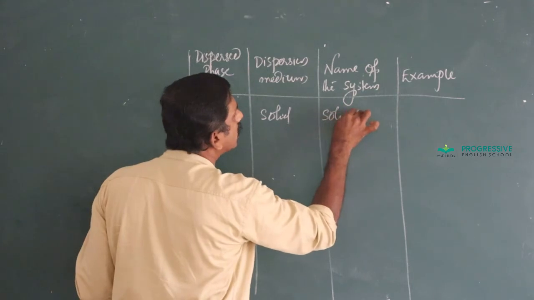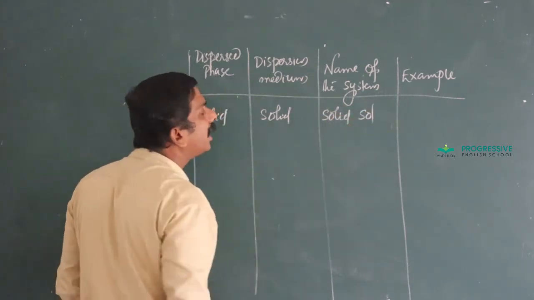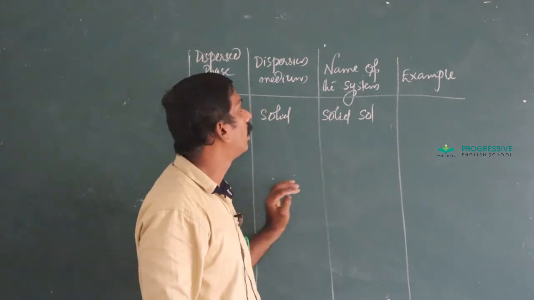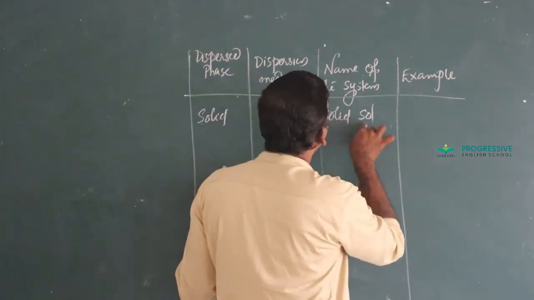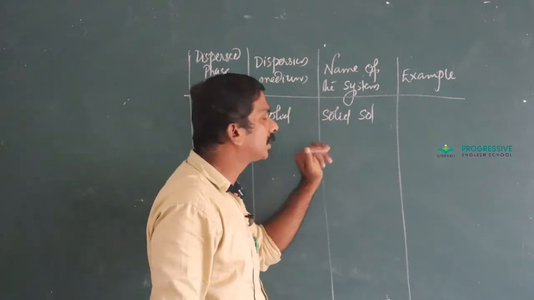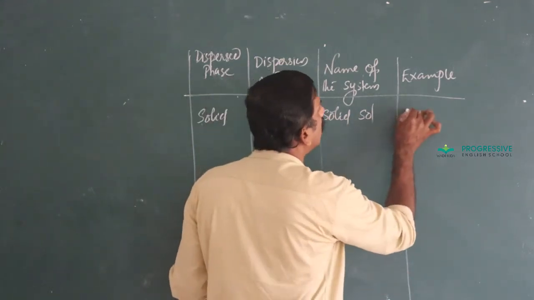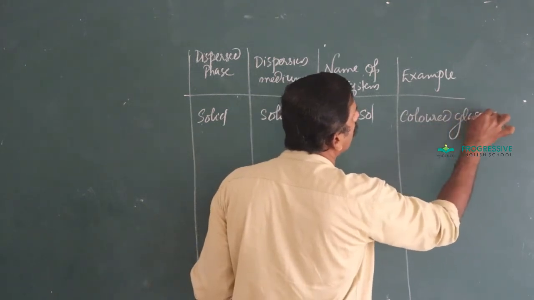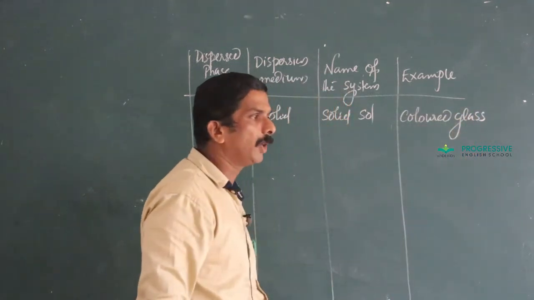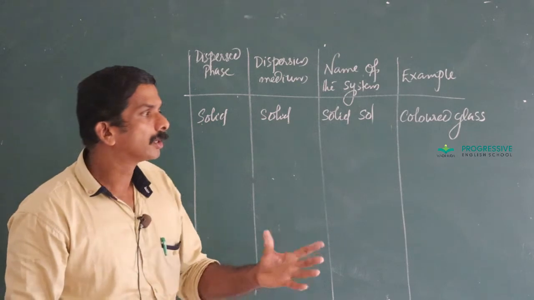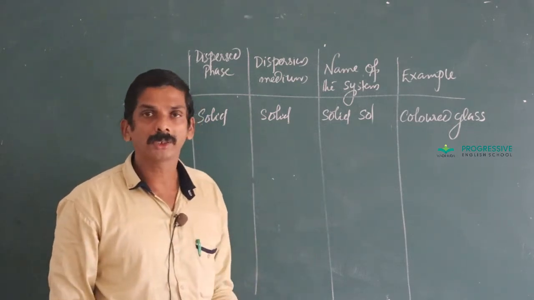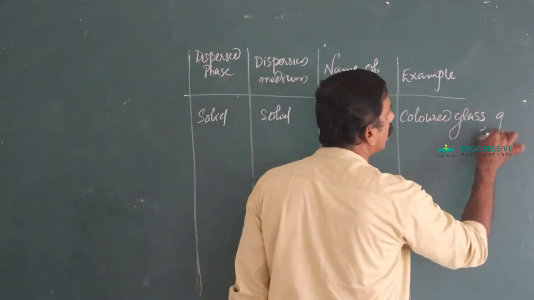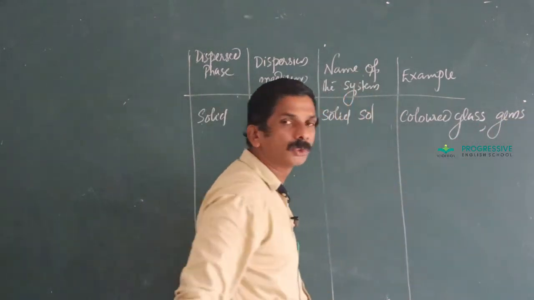Since both the dispersed phase and dispersion medium are solid, the system is called solid sol. The name of the system is solid sol and an example is colored glass. You know, glass mainly contains sodium carbonate. To make blue colored glass, cobalt salt is added. Two distinct phases, colored glass and certain birthstones, gems.